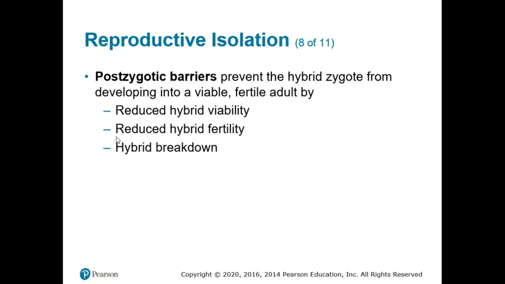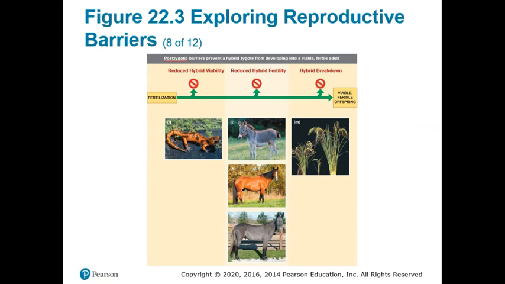Now postzygotic barriers is like, okay, we did produce a zygote, but what prevents that zygote from making more viable offspring? And so this is important. This is reduced hybrid viability, the ability to live, reduced hybrid fertility, which means they can't reproduce, and then hybrid breakdown, where the hybrid actually breaks down and dies. So here's some pictures about that. You have this salamander that's kind of wonky looking and doesn't really survive very well. That's a hybrid between two different species of salamander.